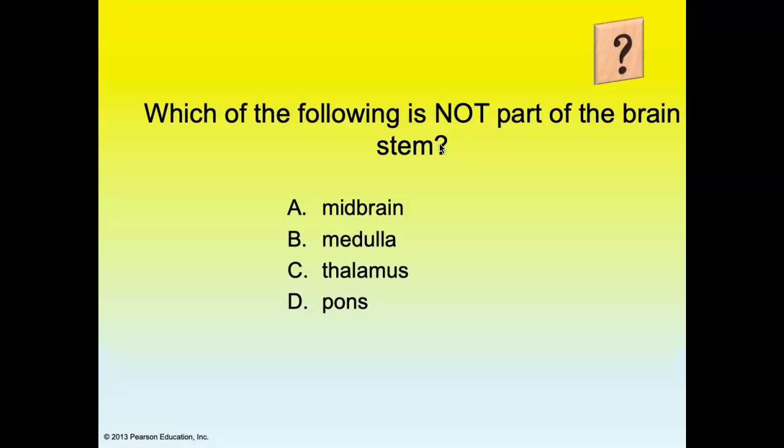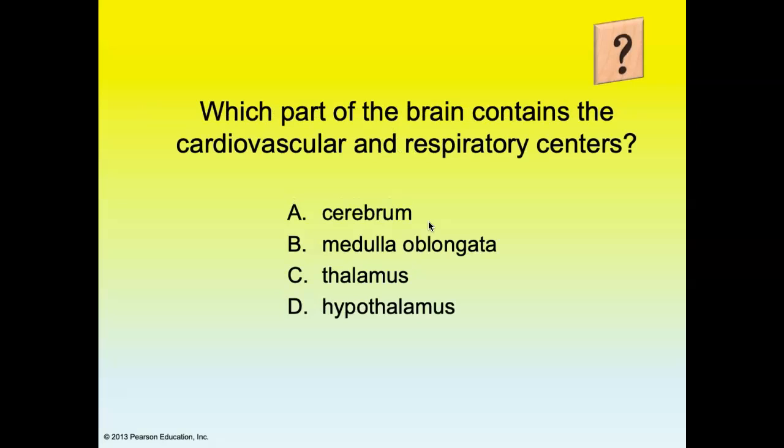Which of the following is not part of the brainstem? So you're coming up the spinal cord and you hit the brainstem, which is composed of 3 parts. And the part that is not the brainstem is the thalamus. The first part you hit is the medulla oblongata, then the pons, and then the midbrain. Which part of the brain contains the cardiovascular and respiratory centers? Medulla oblongata. But really you can think of the brainstem as some of these basic controls.